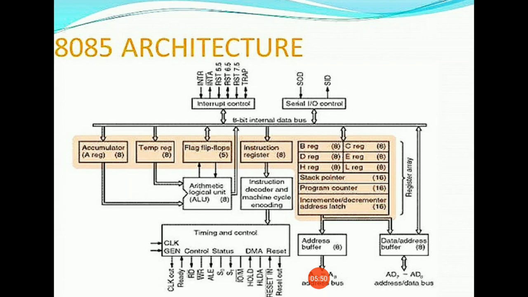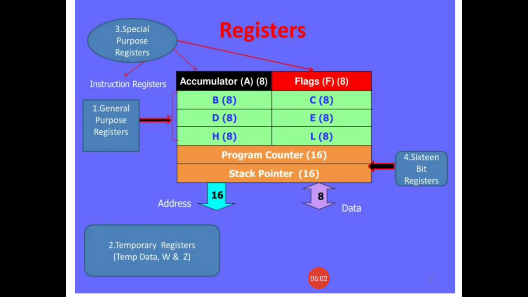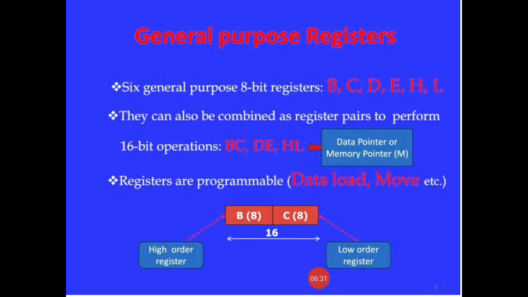So, starting with general purpose registers, as I've told you, B, C, D, E, H, and L are the general purpose registers. Program counter and stack pointer are the 16-bit registers. Temporary data register and W and Z registers are temporary registers, and special purpose registers are accumulator and flag register.